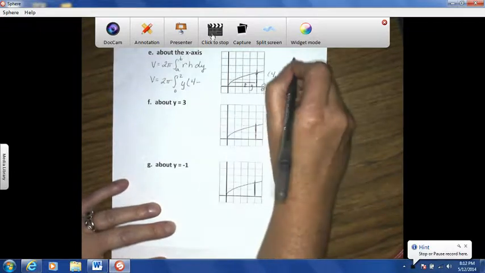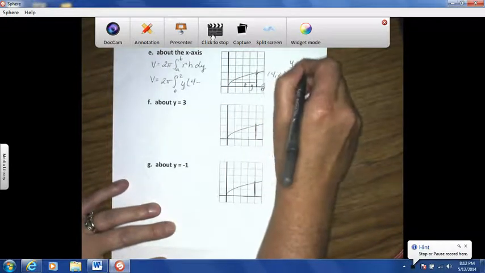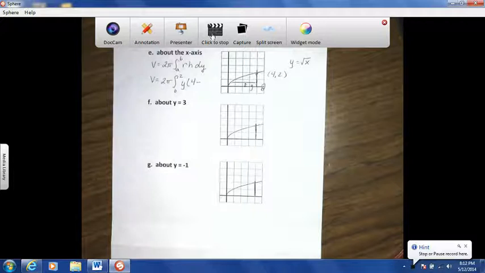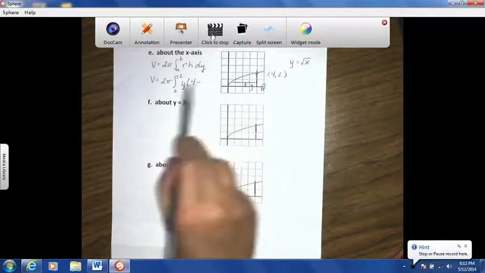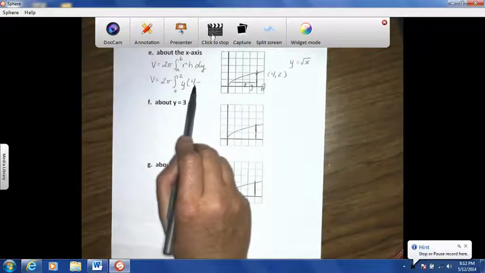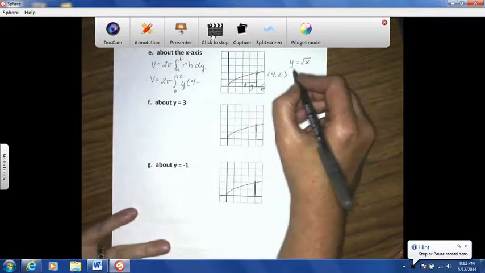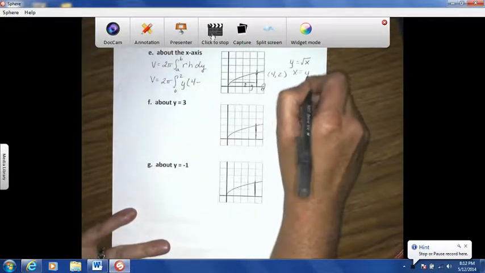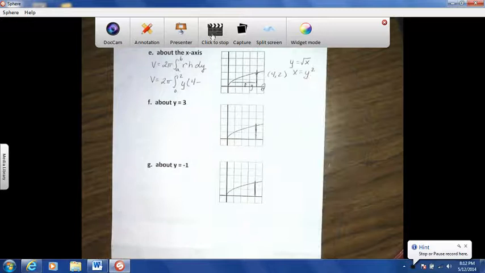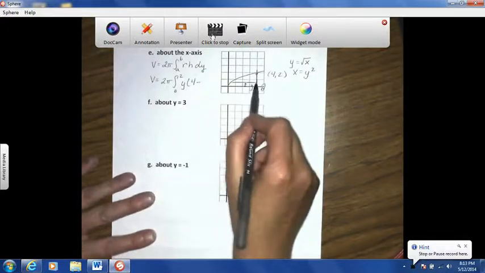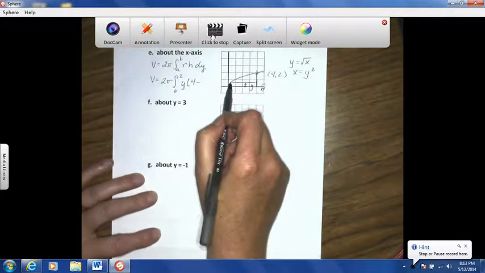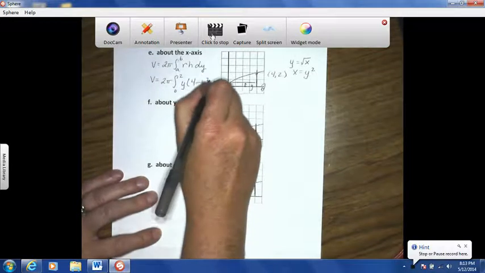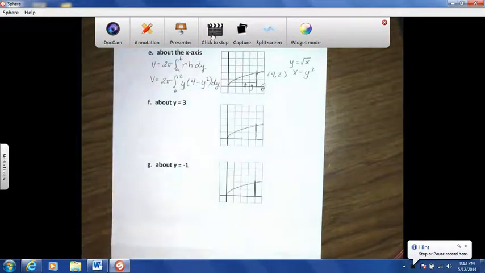Now, remember that we were told that y is equal to the square root of x, which is true. However, we can't put the square root of x into our integral because we're integrating with respect to y. So what we need to do is to solve for x, and we're going to say that that inside radius, the left side, is going to be y squared. So the right side is 4, the left side is y squared. And then we have the differential dy.